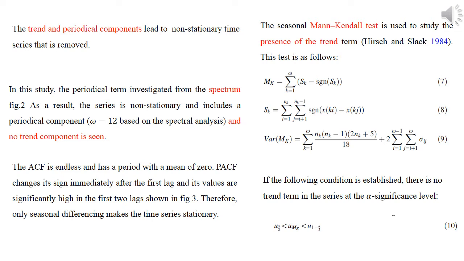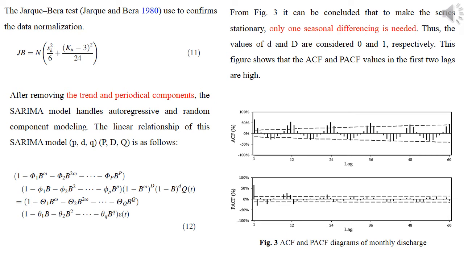For the trend, the Mann-Kendall test can be used, shown in equations 7, 8 and 9. So to check the trend, we can use this equation, and if the data satisfies equation 10, then we can say that there is no trend and we can use the data. The Jarque-Bera test confirms the data normality as given in equation 11, where JB is the test statistic, SK is the sample skewness, KU is the kurtosis, and N is the number of data.